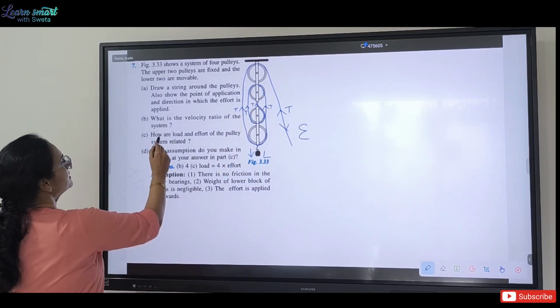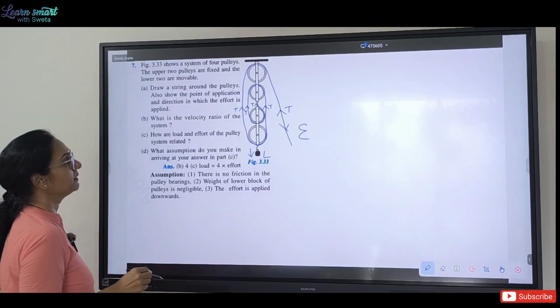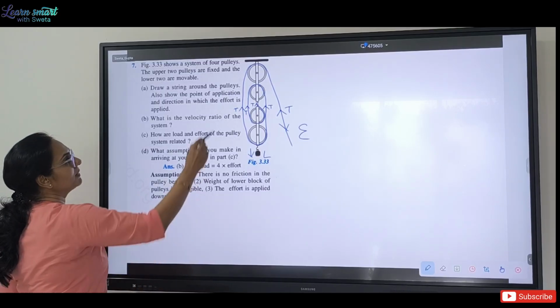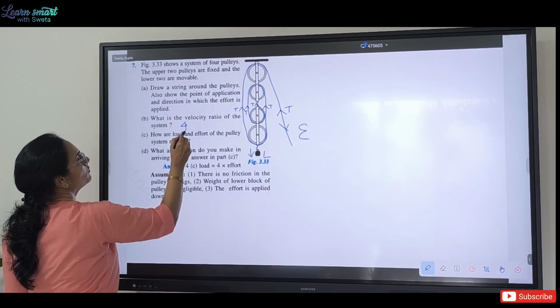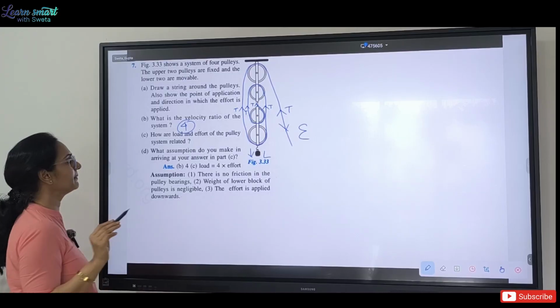Now what is the velocity ratio of the system? It is a block and tackle system. Number of pulleys is 4, so velocity ratio will be equal to 4. We have to remember that.